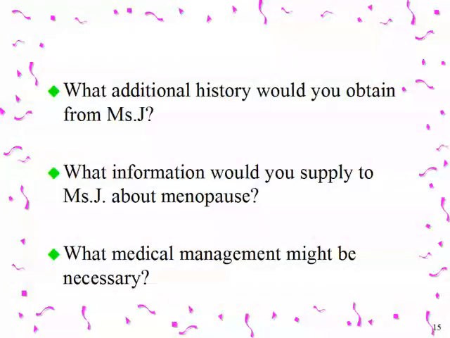And to answer the last question on the slide, what medical management might be necessary: hormone replacement therapy used to be what was prescribed for menopausal women. However, because of the issues dealing with the increased risk for breast cancer and those types of things, it's not given as frequently as it used to be prescribed. So some other things that women can use to help with the symptoms of menopause would be vaginal estrogen preparations. Those will help the vaginal atrophy.